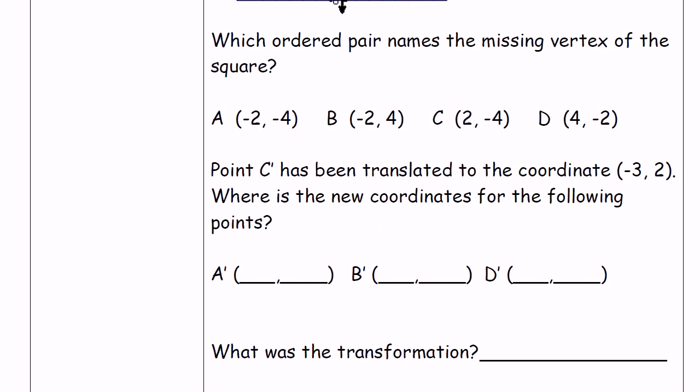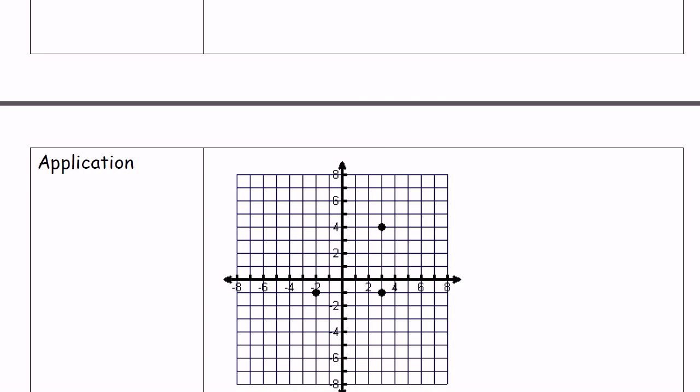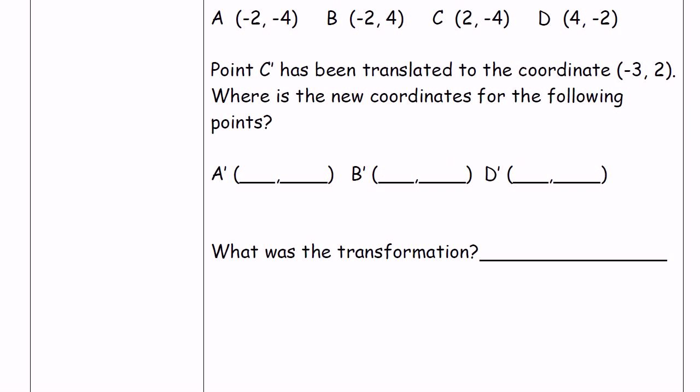Now let's talk about this one right here. Point C has been translated to the coordinates 3, negative 2. Where are the new coordinates for the following point? So if point C prime has been translated to the coordinate 3, negative 2, we gotta find out what happened with that translation.